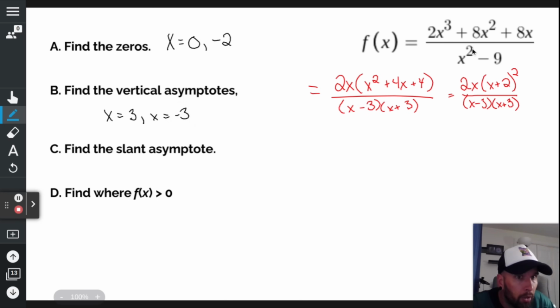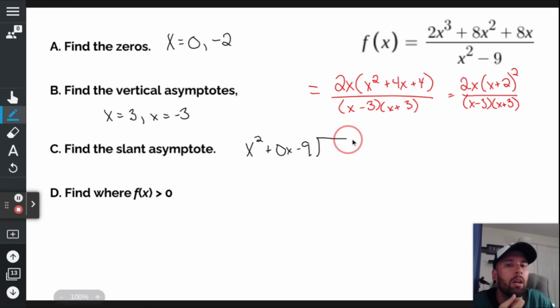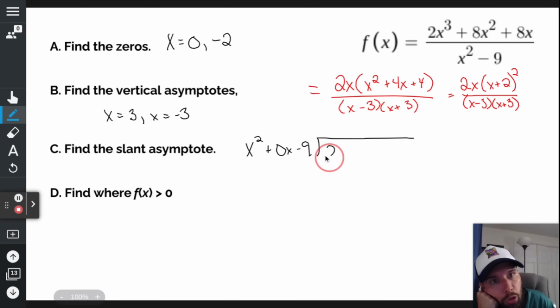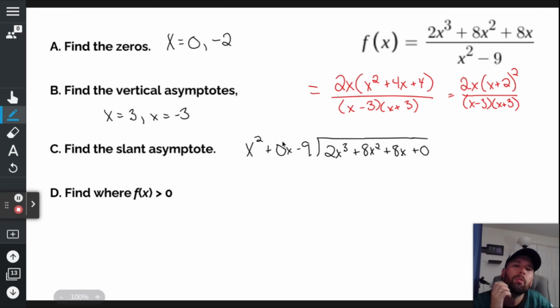Well, since this guy's bigger than that guy, I'm going to have myself a slant asymptote. So let's do x squared minus 9, but I have to remember 0x minus 9. Not going to make that mistake again. And I'm going to divide the original guy here: 2x cubed plus 8x squared plus 8x plus 0. x squared times what is 2x cubed? 2x.